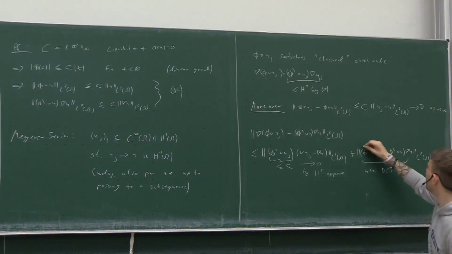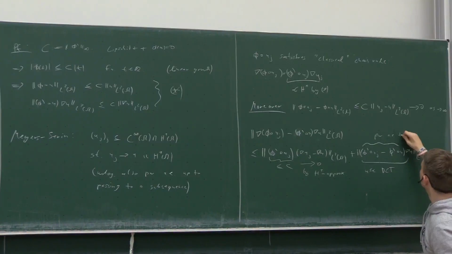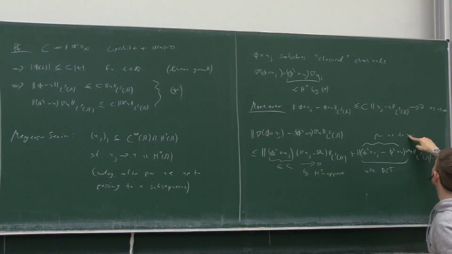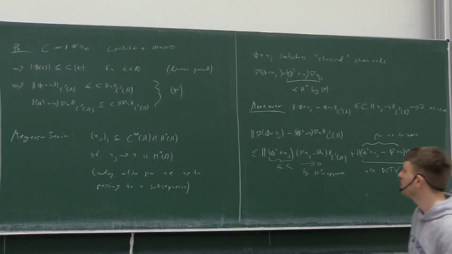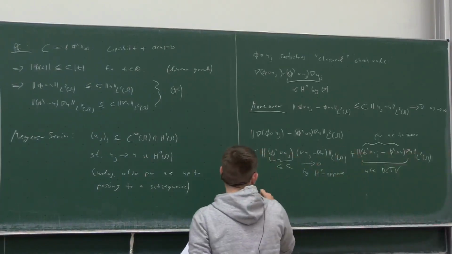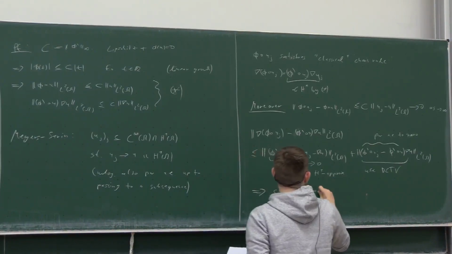So pointwise almost everywhere to 0. And then dominated convergence is good. So yeah, and then the claim follows by just passing to the limit. Okay, so this implies the claim by passing to the limit.